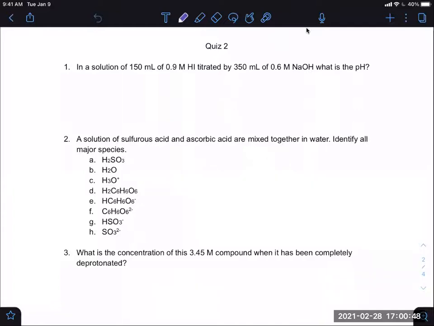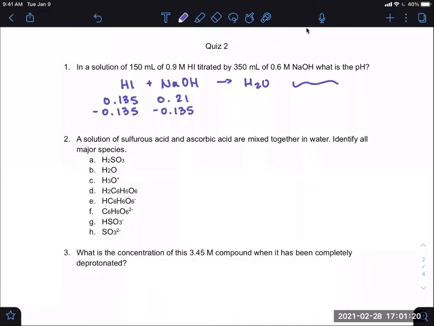Okay, the first thing you want to do, always, always, always, convert to moles. So I'm going to set up our titration over here, and this will turn into water and good stuff. So it doesn't really matter. But what's important is over here on the left side. When you calculate the number of moles, you'll find it has 0.135 and 0.21 over here. You'll subtract the limiting reactant here. You'll end up with 0.075 moles of NaOH.